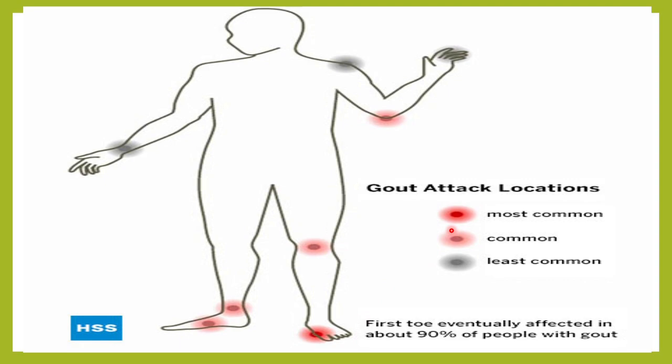Gout usually involves very few joints, unlike osteoarthritis etc., which involve many joints. It is not polyarticular; it involves only a few joints. The most common joint involved is the metatarsophalangeal joint, in 90%. Other common joints are the joints of the foot, the ankle, the knee joint and the elbow joint. The least common joints involved are the shoulder joint, the wrist joint and the fingers.